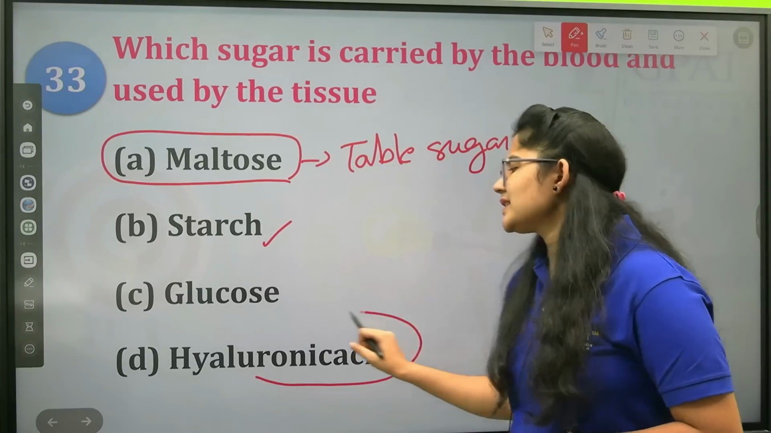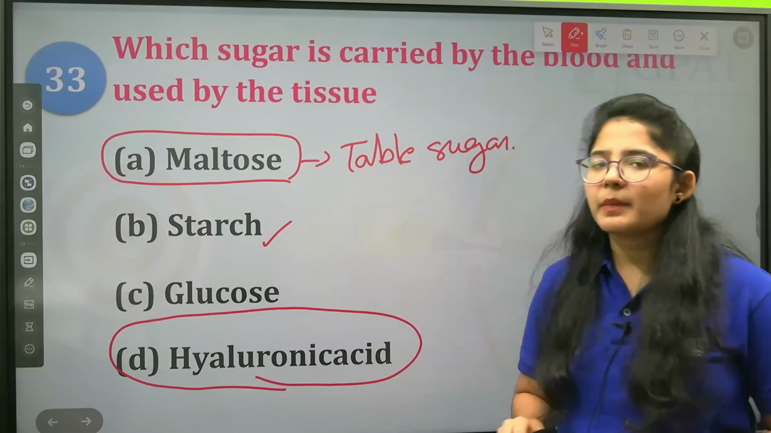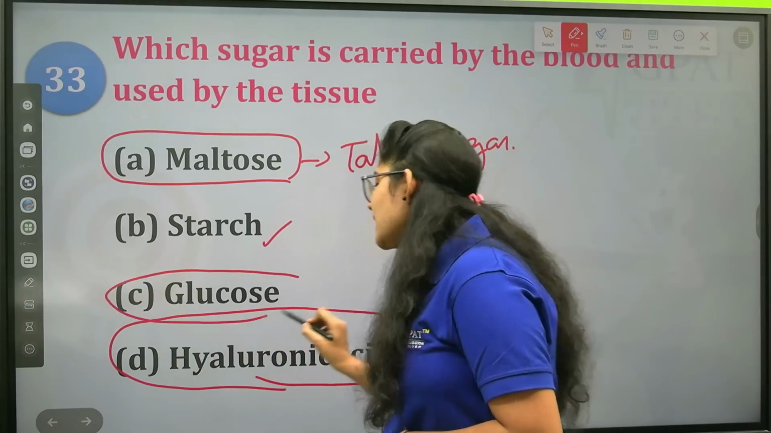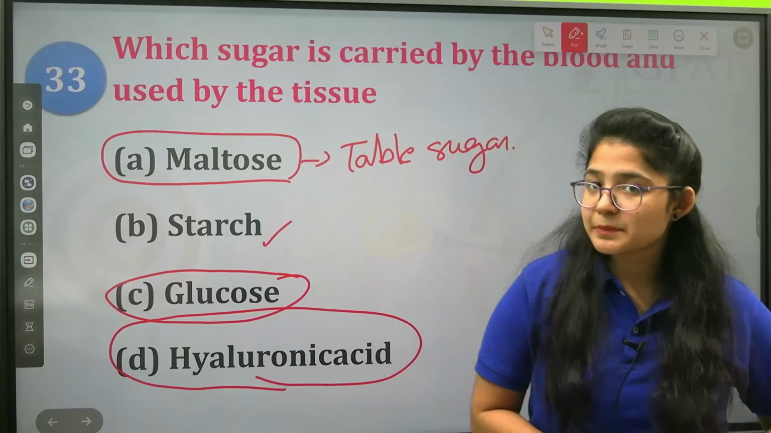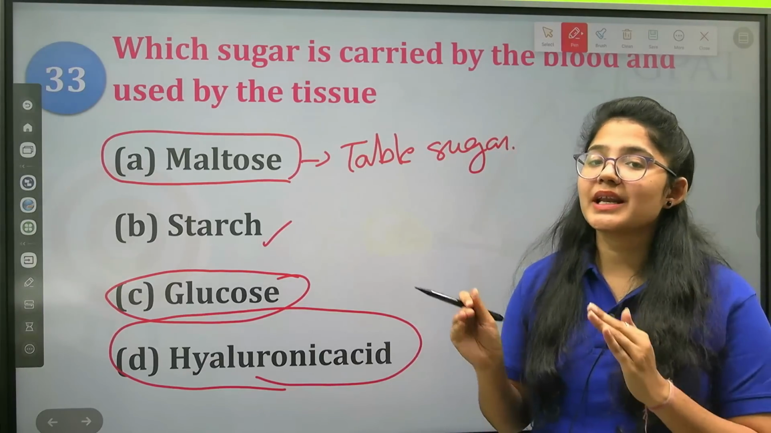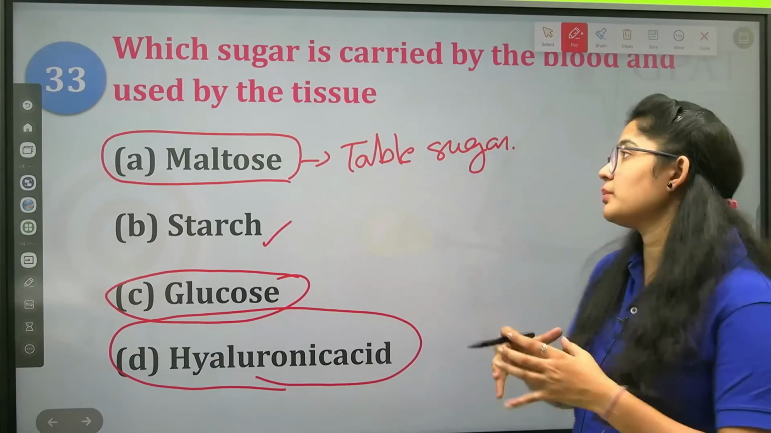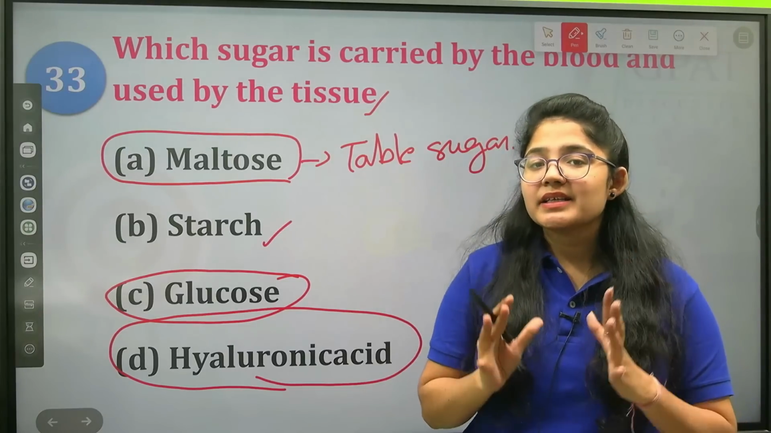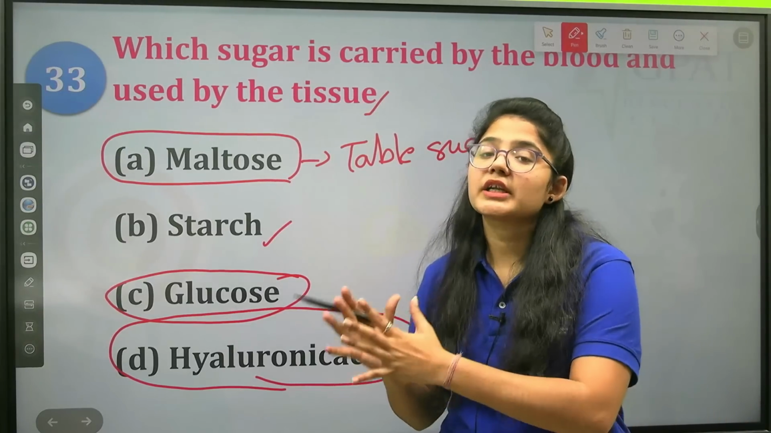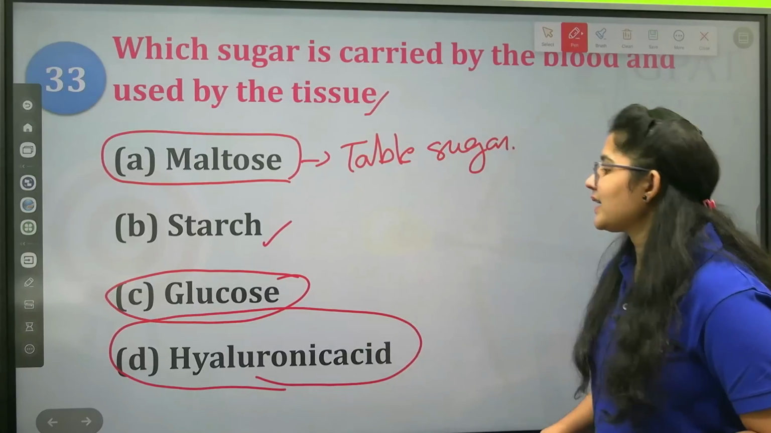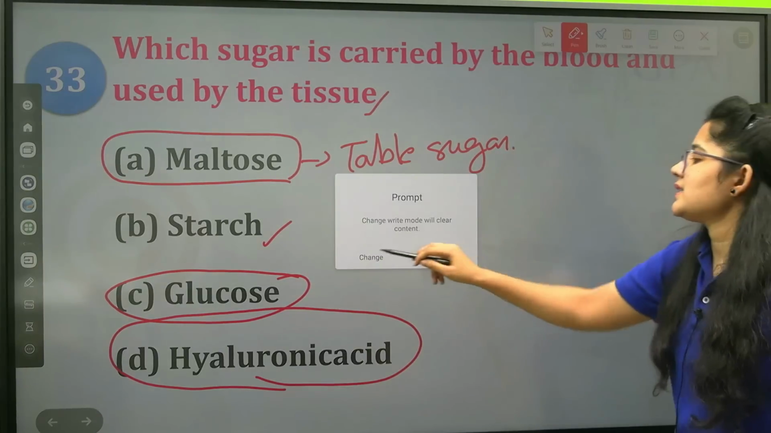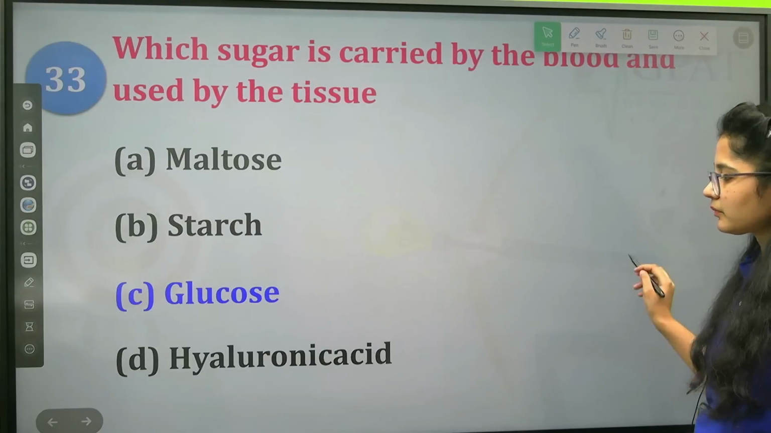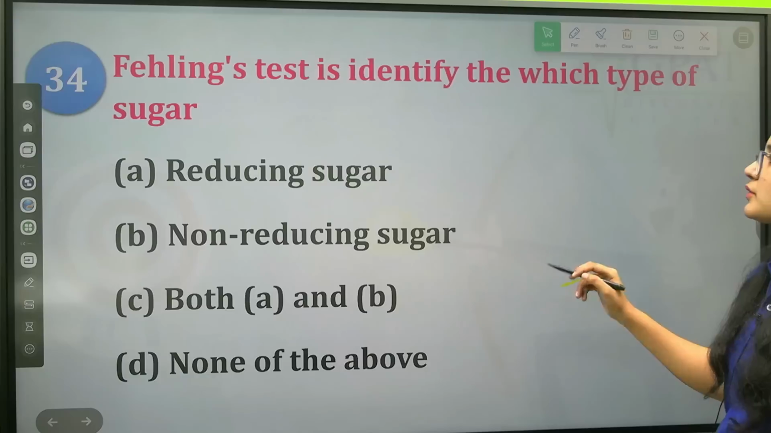Hyaluronic acid. This is absorbed in our skin but isn't absorbed by our tissues. Next is glucose. Yes, glucose is responsible for maintaining the sugar level as it is absorbed in our blood and used by tissues to produce energy for the working of the tissue. Clear? So what is the correct answer? Glucose is the correct answer. Okay. Now the next question.